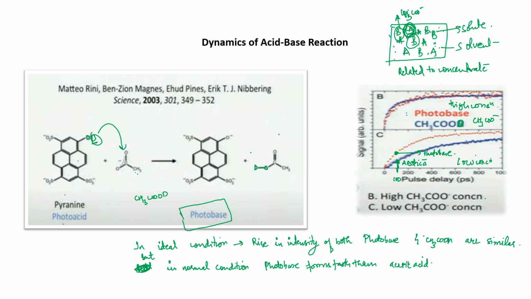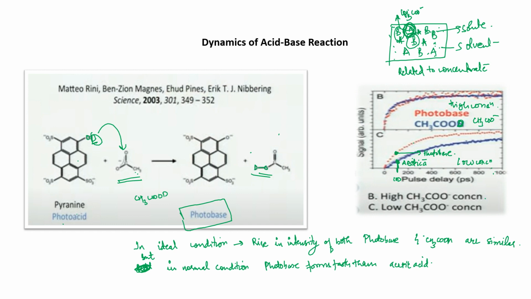Now, for the low concentration of CH3CO minus, it will be difficult for this A photoacid to find a B. Not very much difficult, but quite a bit more difficult compared to the first case or the B case. Because of this lower concentration, this is photo base only. Because of this condition, the photoacid takes some time to convert to photo base, but through the chain of events that is happening due to the neighboring molecules effect, the CH3CO minus will take some time to convert to CH3COD.